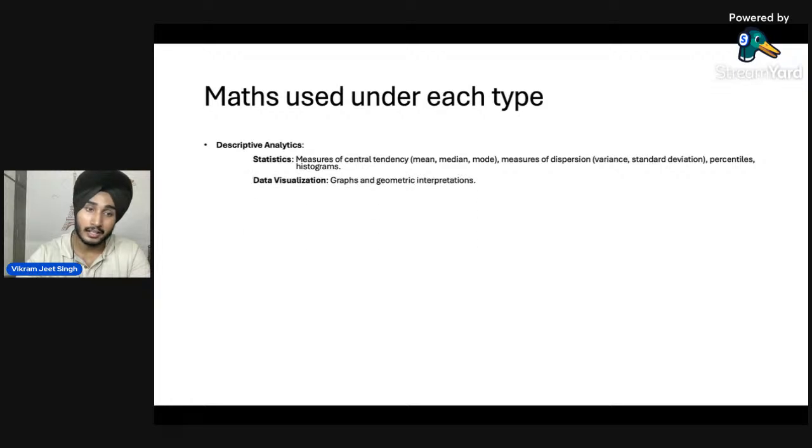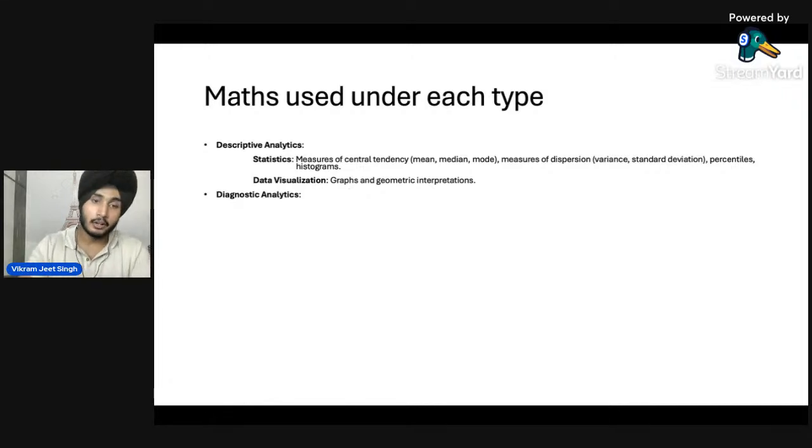The second thing we use is data visualization. We build graphs from the data, and based upon those graphs, we make decisions like how something has performed. As the name itself suggests, in descriptive analytics we are providing a description of what has happened or what is happening in the data. These are a few of the mathematical techniques which we use. I will deep dive into these in the next slides.